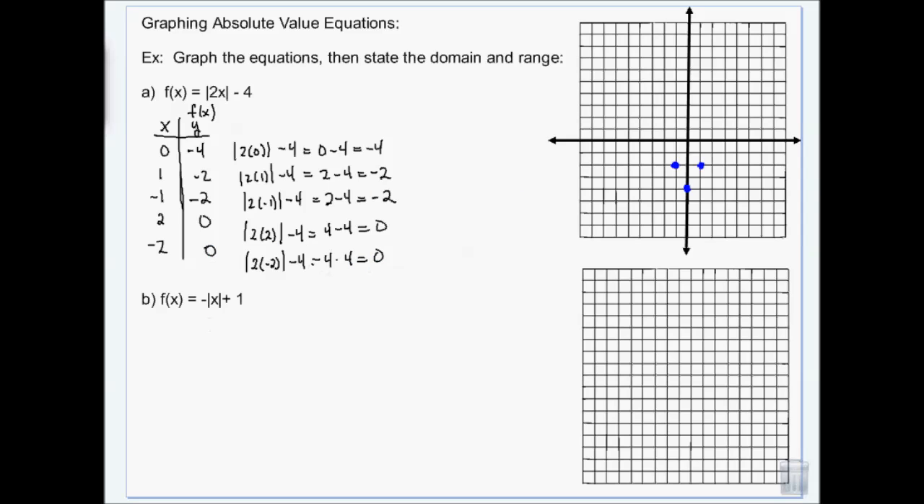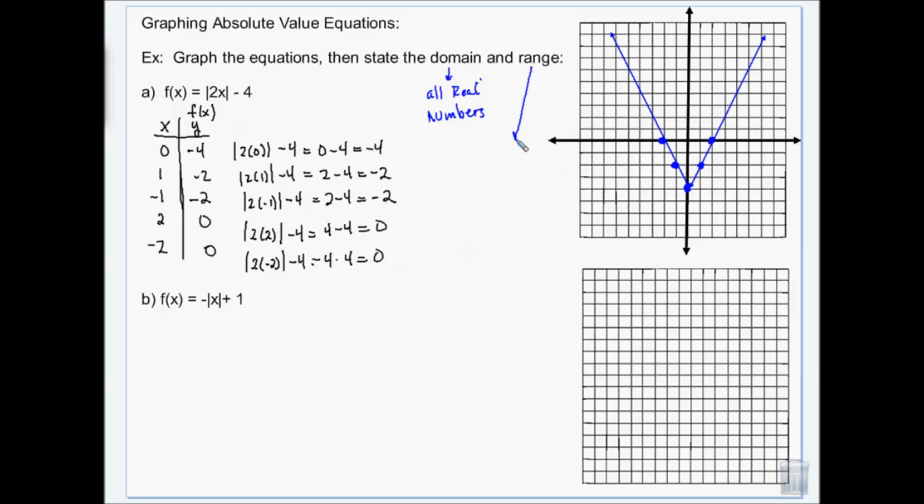So now I have my pattern, I have my V. So now I can come in and I can make my V. And you can see it's still a V. This V is skinnier and moved down. My domain will not change. I can still plug in any x I want. So my domain is still all real numbers.